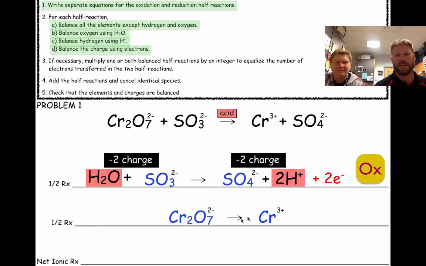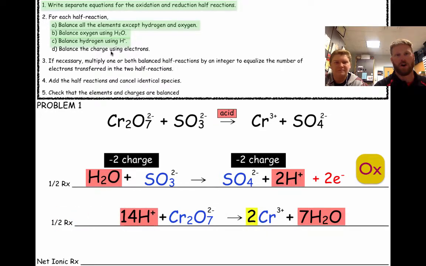All right, now I'm going to do the same process with this half reaction. Balance everything that's not hydrogen or oxygen. Well, I need 2 chromiums here. Okay, now I can balance oxygen using H2O. I have 7 oxygens here on the reactant side, so I'm going to need 7 H2O. 7 H2Os. Very good. Now I can balance hydrogen using H+. Well, I have 14 hydrogens with that water I just added, so to the product side I have to add 14 H plus. 14 H+.